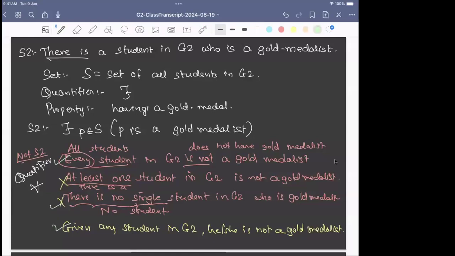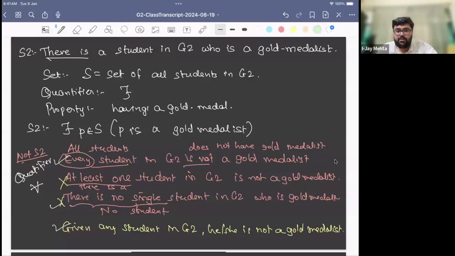Okay. Yeah. So take some 20 seconds pause and see, these all are the same ways of saying in English. Every student is not a gold medalist, and there is no student who is a gold medalist. No student is a gold medalist, right? But see here, what we are asking, we are looking for one student who is a gold medalist.